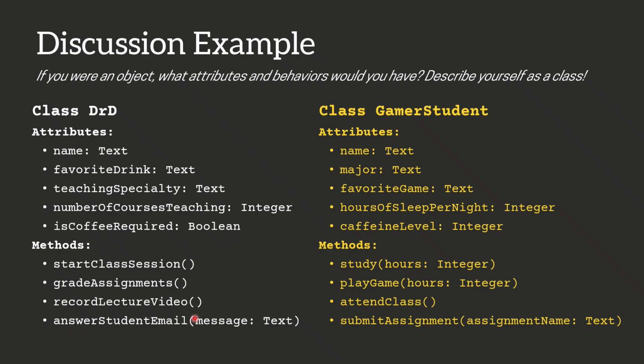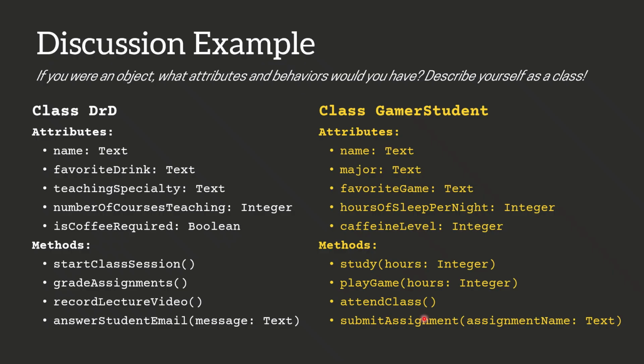Now notice how attributes are data about me, and methods are things that I do in a typical week. For yourself, you might have something like this. You might call your class gamer student. Your attributes would be name, major, favorite game, hours of sleep per night, caffeine level. Your methods might be study, play game, attend class, submit assignment.